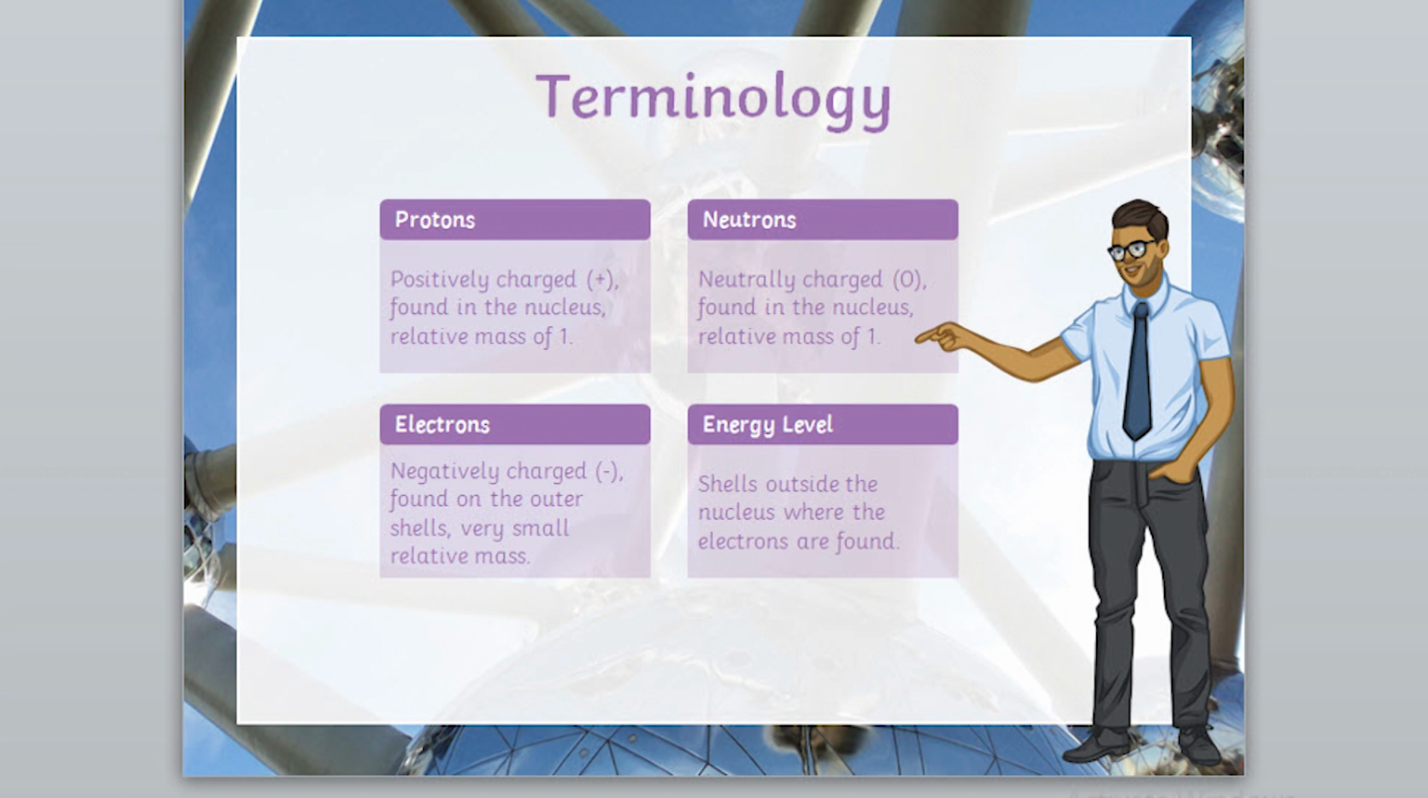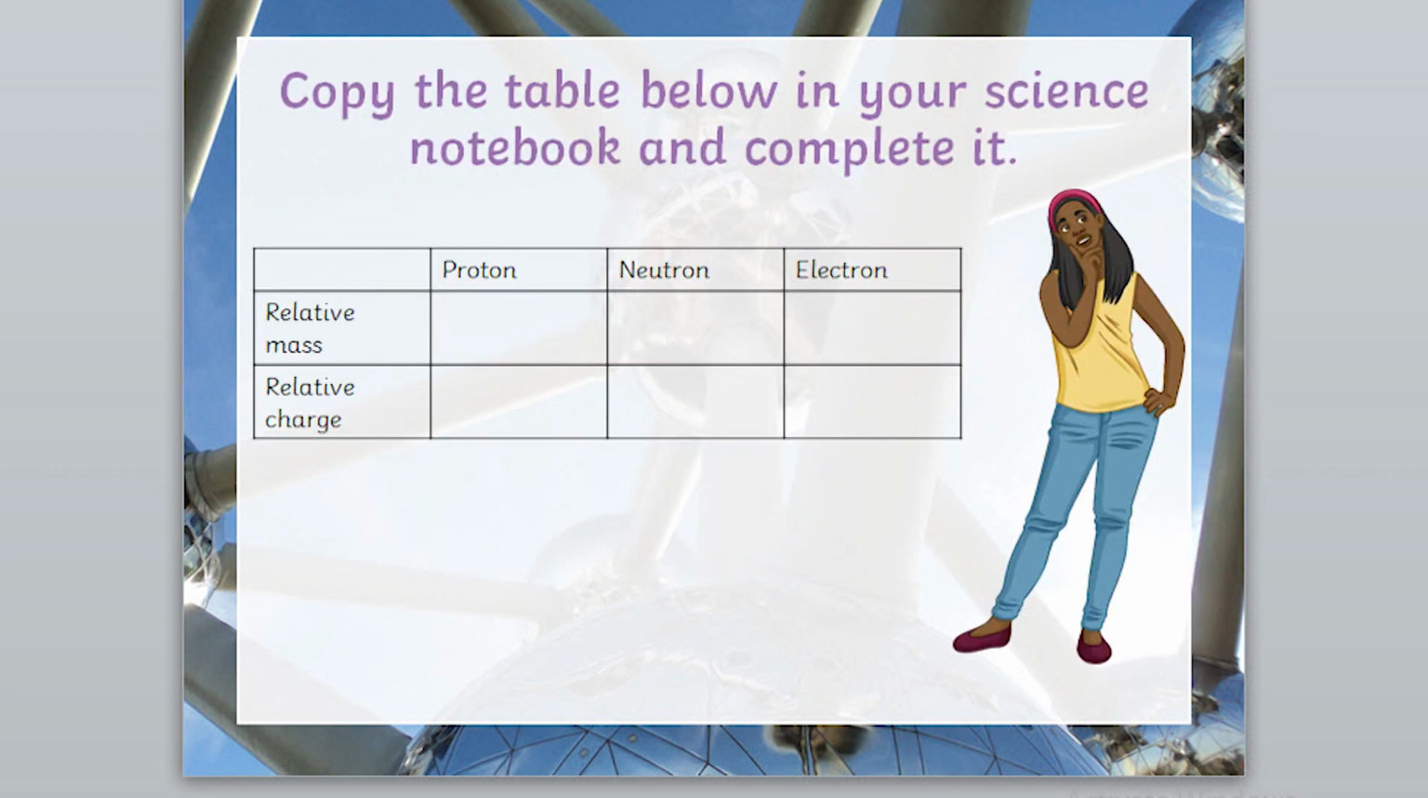What do we mean by energy level? They are shells outside the nucleus where the electrons are found. Right now, copy the table below in your science notebook and complete it.